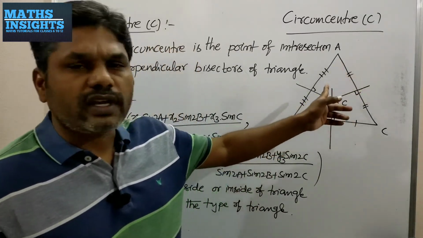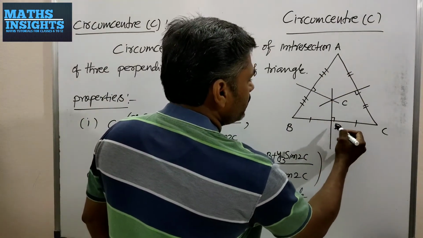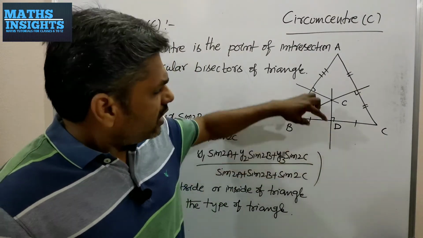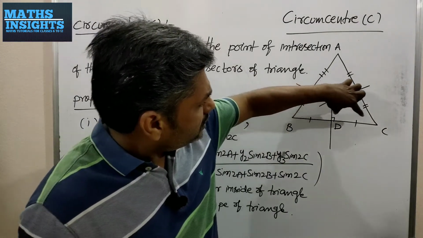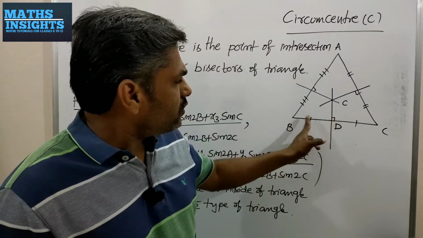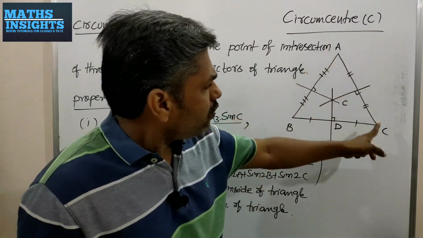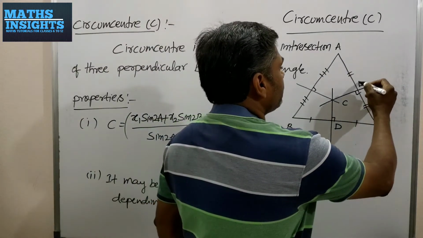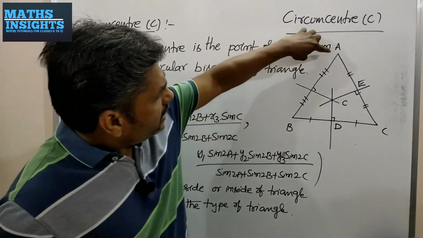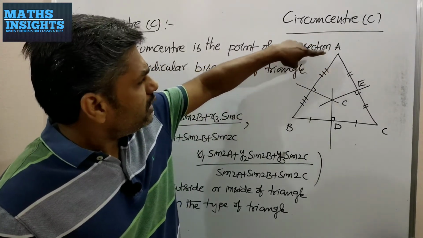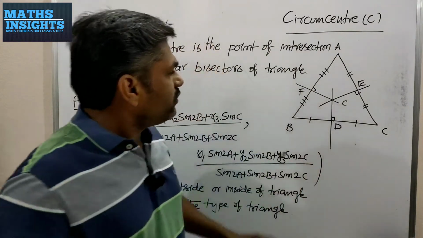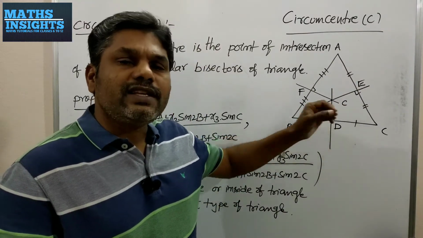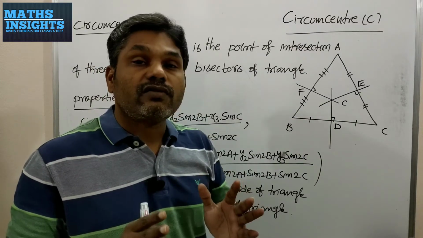In this example, this is one perpendicular bisector and it bisects side BC at point D. The lengths of these two parts are equal, and it is also perpendicular to side BC at D. Similarly, another perpendicular bisector meets side AC at E, and the third bisects side AB and is perpendicular to it at point F. These three perpendicular bisectors meet at a point called C. This point of intersection is the circumcenter of the triangle.